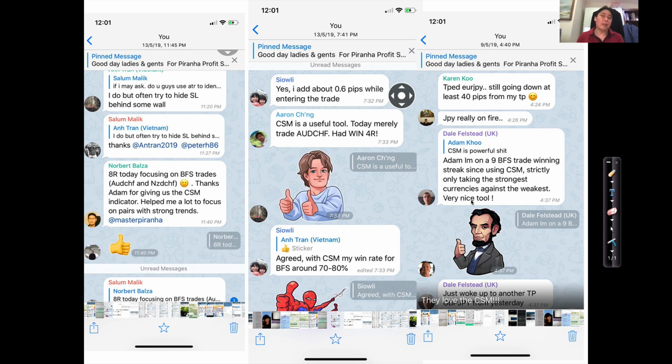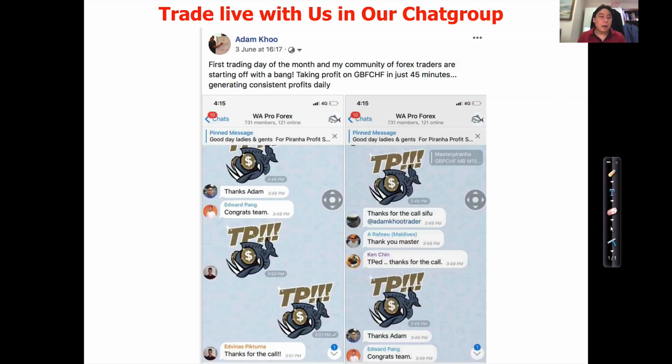Very nice tool, right? So you can see that with this tool, a lot of my students are getting a 70 to 80% win rate on their Forex trades daily. This was the first trading day of the month, and my community of Forex traders are starting off with a bang, taking profit on pound franc in just 45 minutes. You can see we've got over 731 members.